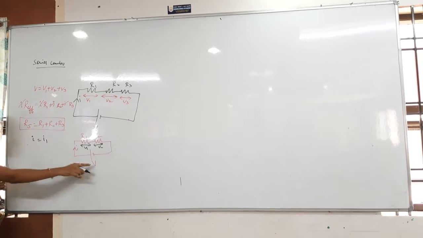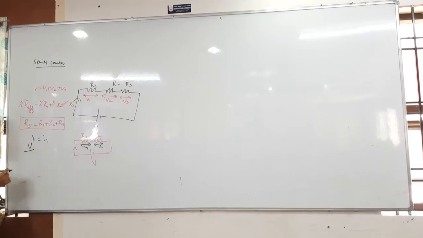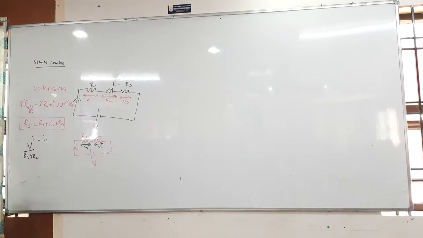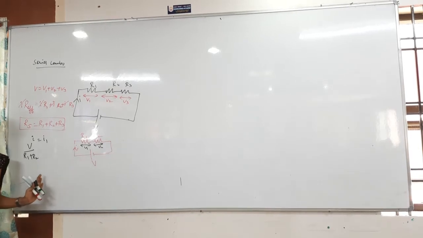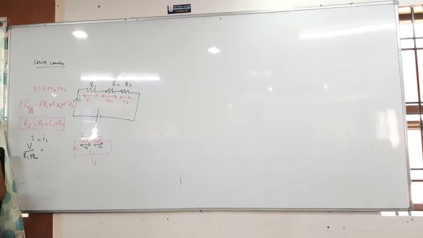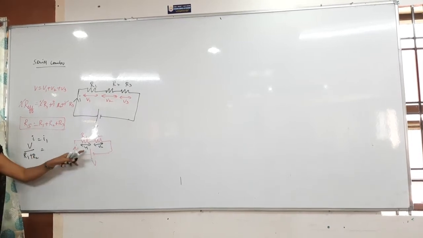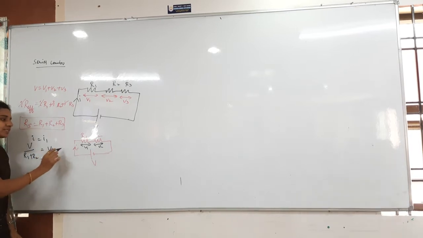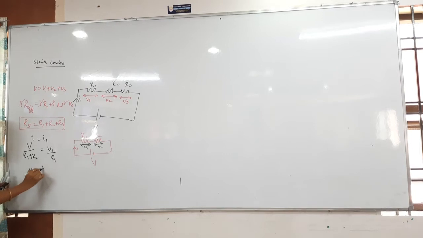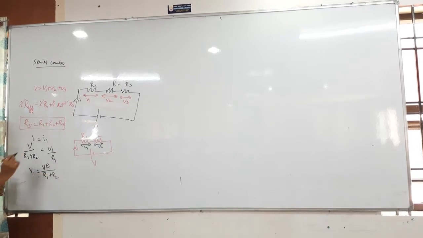Total voltage is how much here? V. Total resistance is how much? R1 plus R2. Total resistance means you have to take the combination resistance. Series combination, you can take R1 plus R2, that is equal to I1. I1 is nothing but V by R only. In I1, what is the voltage? V1. What is the resistance? R1. Then V1 is equal to what? VR1 by R1 plus R2.